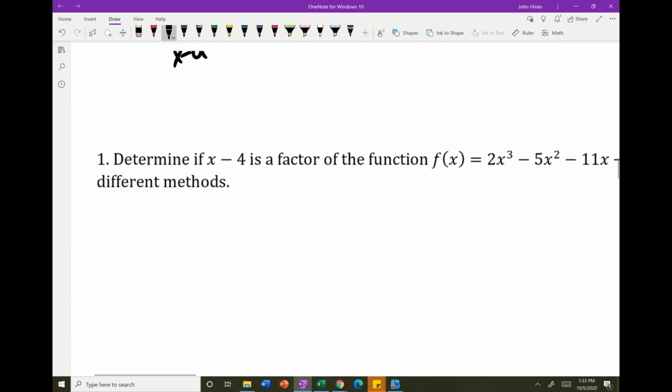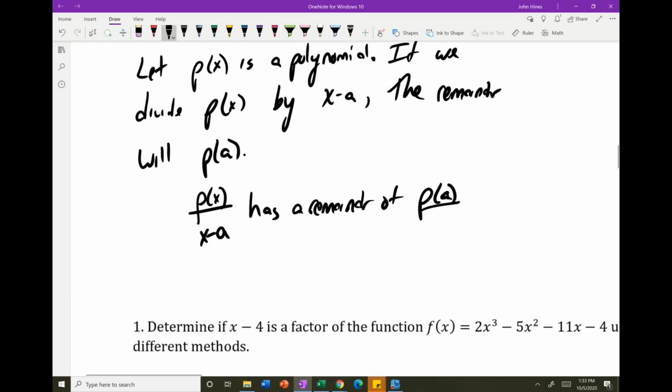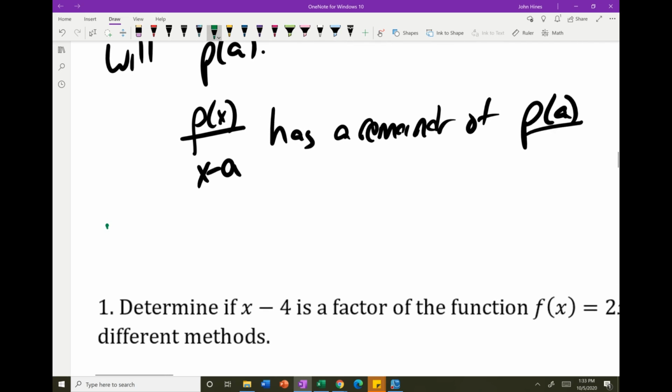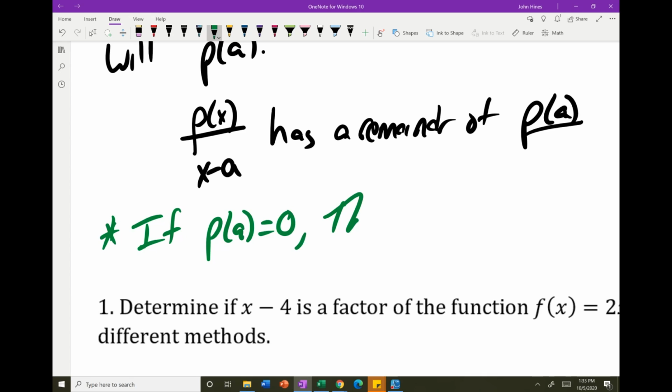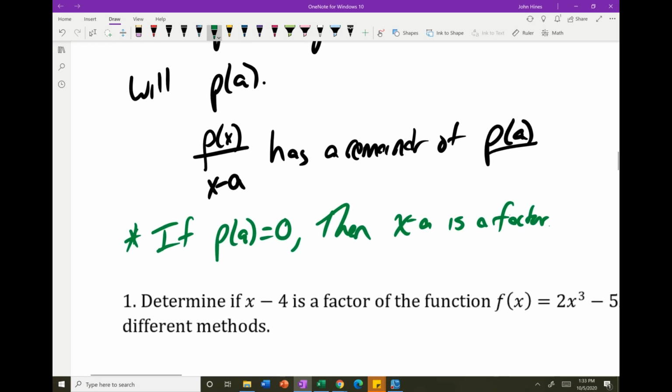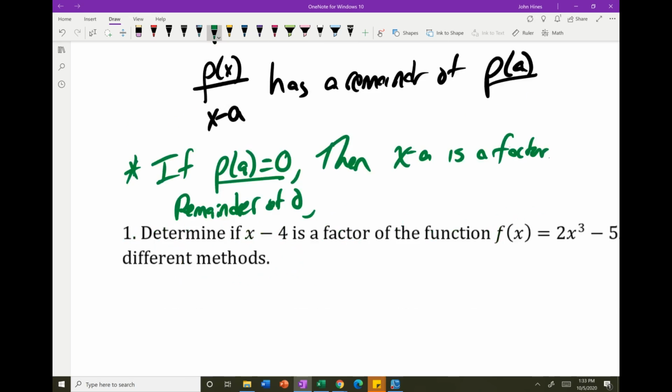So we actually get a follow-up to the remainder theorem. We actually get a very important corollary to the remainder theorem, which is this. If p of a equals 0, then x minus a is a factor. This is a huge result of the remainder theorem. If I have a remainder of 0, then I am a factor. So p of a equals 0 is saying if I have a remainder of 0, and you always have a remainder, you just have a remainder of 0, then x minus a is a factor.